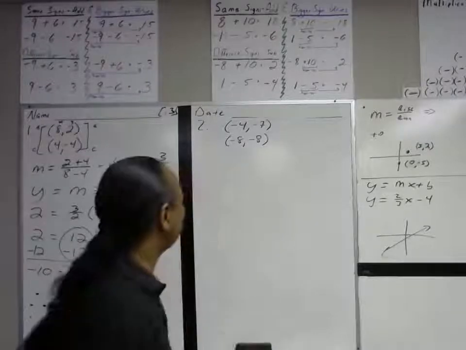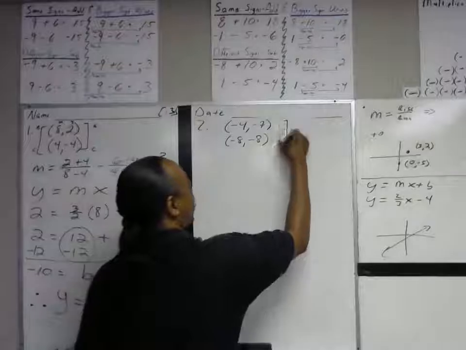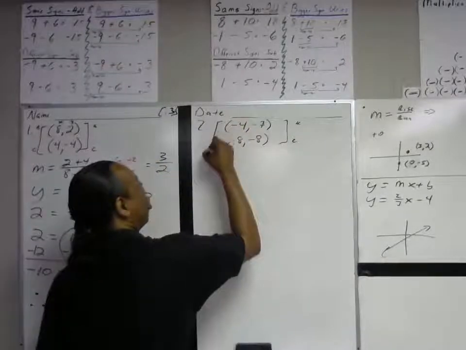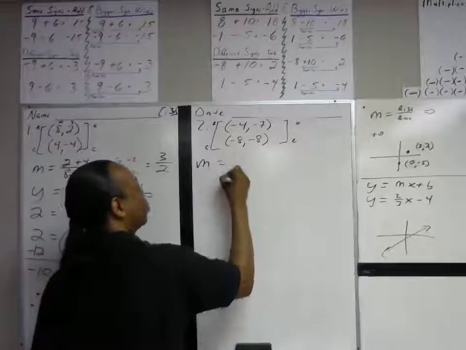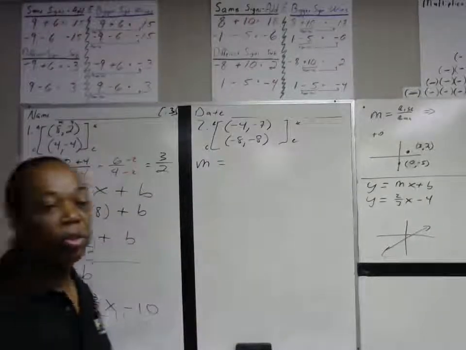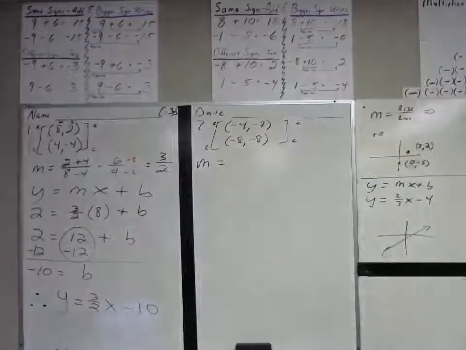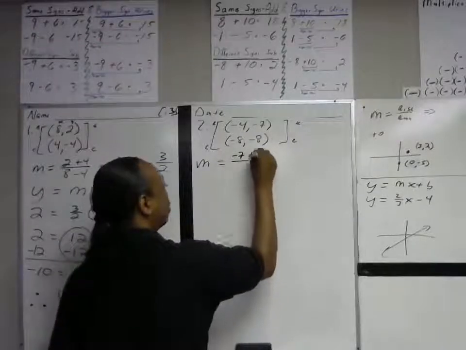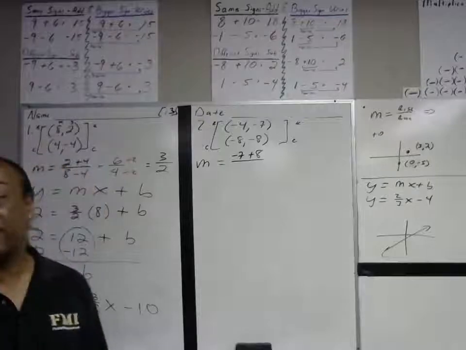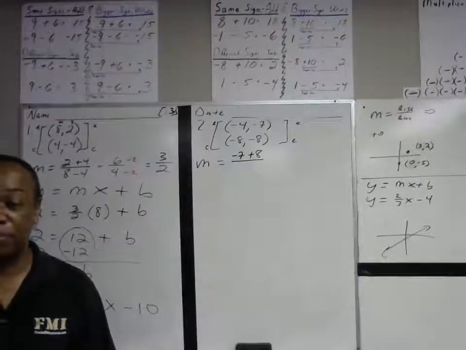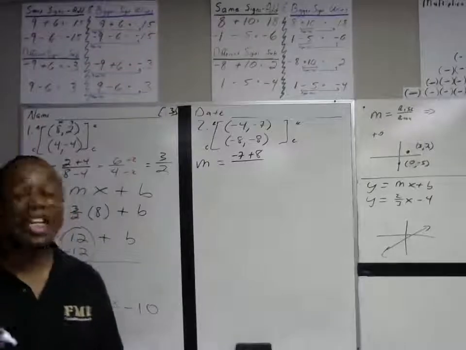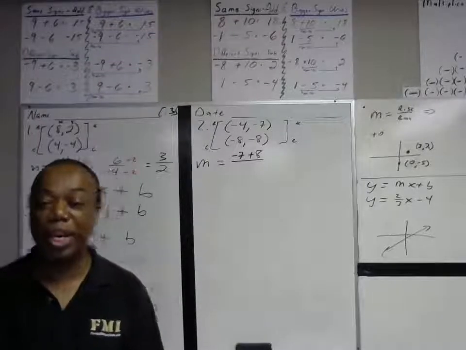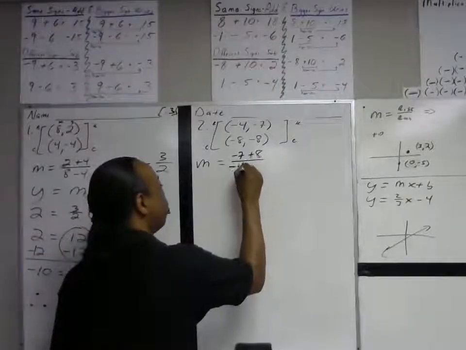Let's do it again. Number 2. Number 2, we're going to do a keep and change on the right, a keep and change on the left in order to find the slope. We're going to do a keep and change on the right. So we're going to keep the negative 7 and change the negative 8. So you get a negative 7 and a positive 8. In the denominator, you're going to keep the negative 4, but change the negative 8. So you get negative 4 plus 8.